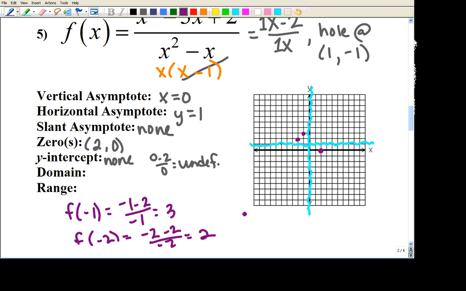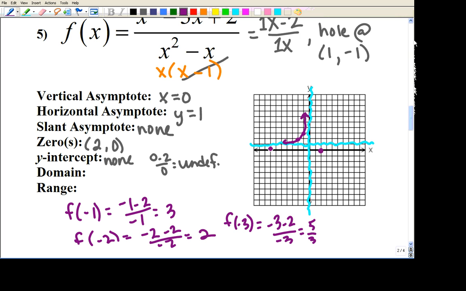And then we can pick one more on that side. Let's try f of negative 3. So we'll get negative 3 minus 2 over negative 3. So that would end up being 5/3, also known as 1 2/3. We have negative 3, 1 2/3. So whenever you have graphs like this, you can just pick 3 points on each side of the vertical asymptote. Let's try on the other side.